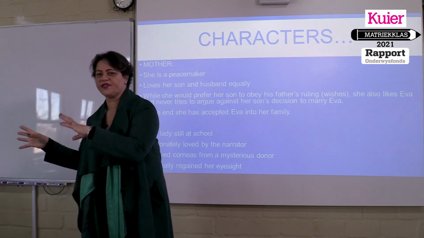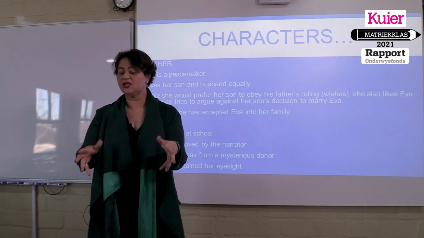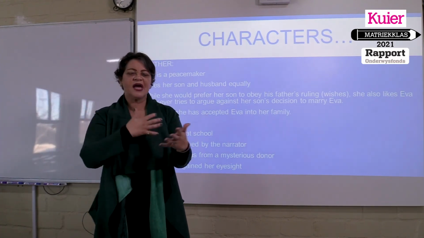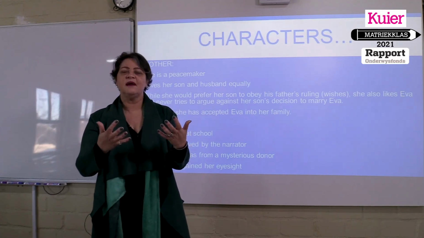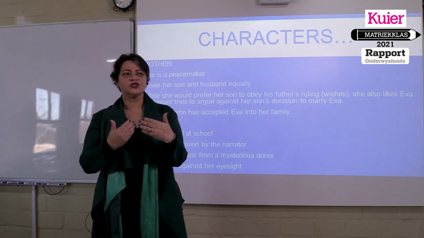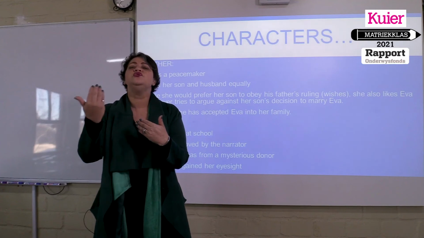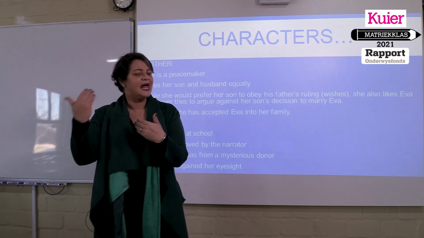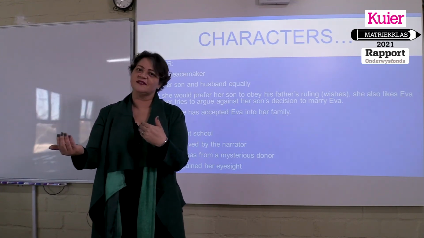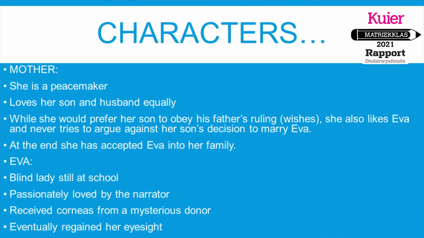Because she doesn't live with Eva, she lives with her husband. And she also knows he's dying. So she kind of would like to just keep the peace. But she's open-minded enough to also see Eva for who she is and understand that my son loves this girl and she is good for him. Okay? At the end, she accepts Eva into her family.